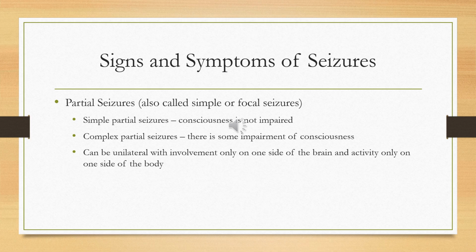So when we talk about simple partial seizures, consciousness might not be impaired, whereas with complex partial seizures, you'll probably have some impairment in the person's consciousness. With partial seizures, which is a difference from our other seizures, the seizure occurs on one side of the brain. When you see the word unilateral, that just means one side is involved. So whatever is going on with that person, one side of the body is affected in a partial seizure.